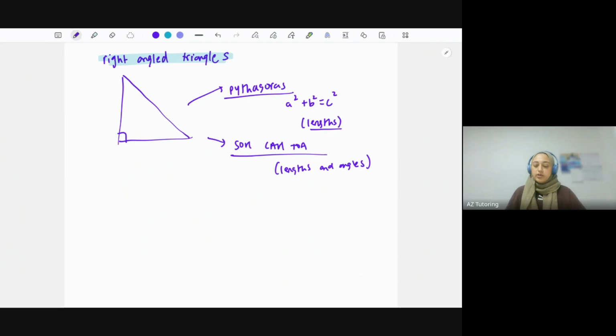Also, if you're finding the area of this as well, let's say that was 2 and that was 3. To find the area, you do 2 times 3, which is 6, divided by 2, which gives you 3 centimeters squared. So that's how you find the area with right angle triangles as well. Now, it's completely different with non-right angle triangles.